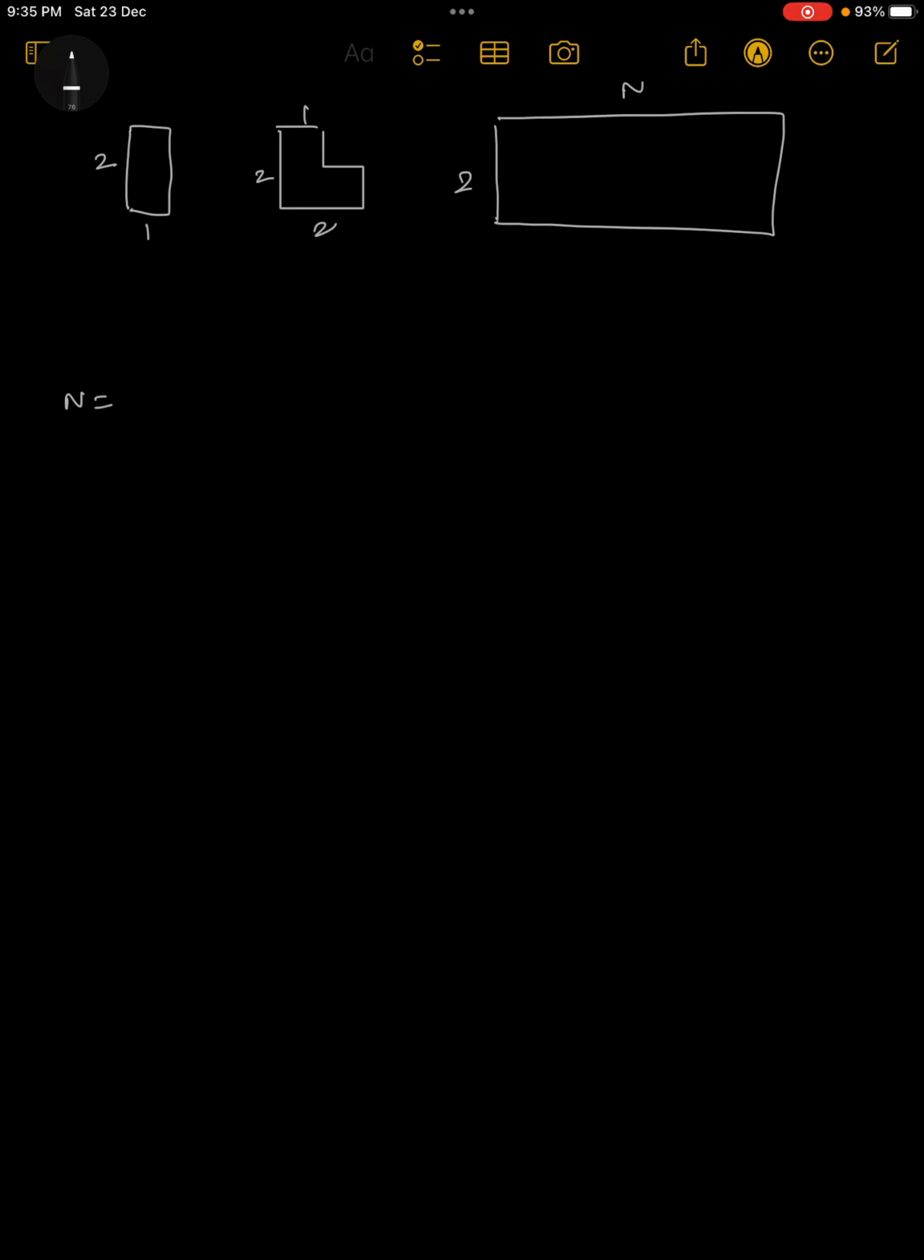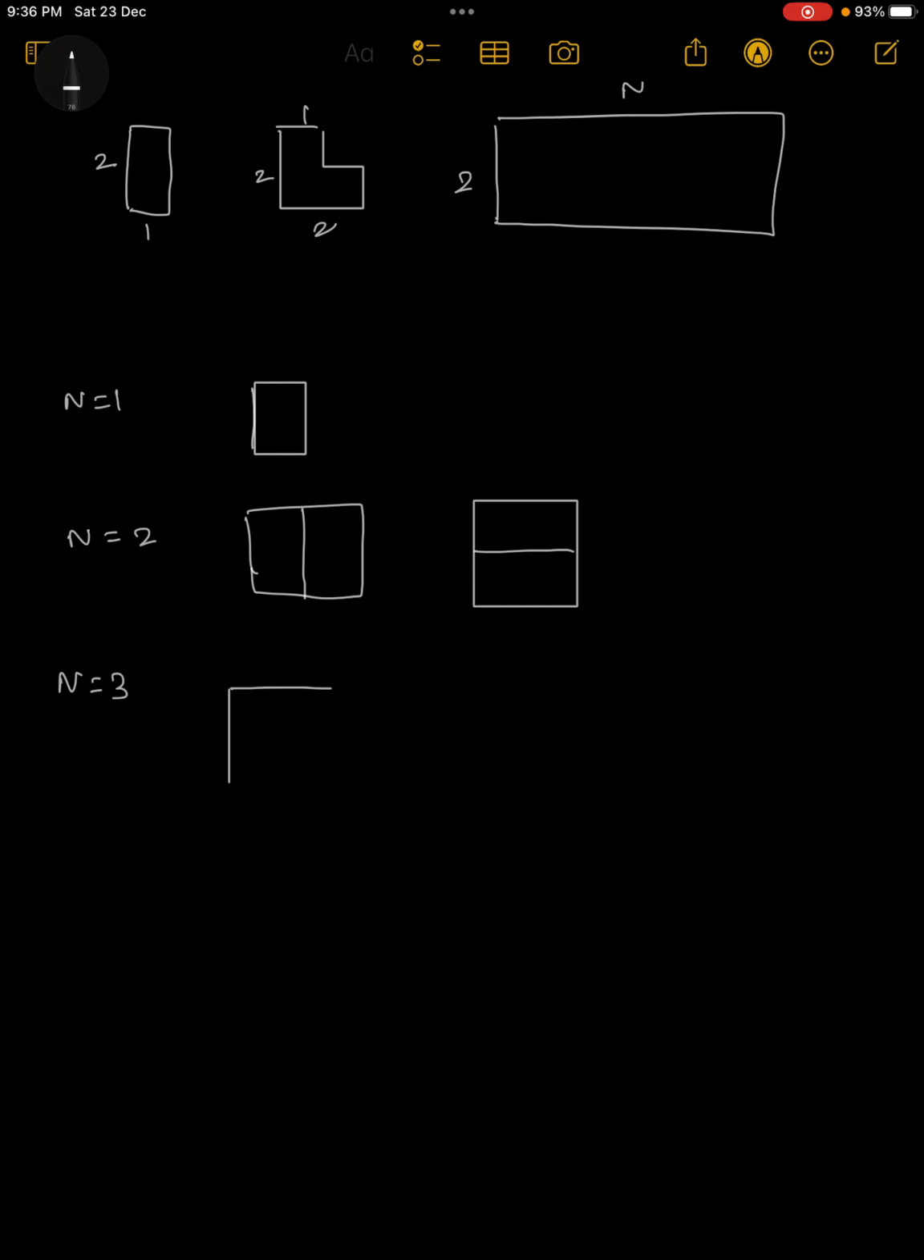So for n equals 1, we would have just one way, which is placing a domino vertically. For n equals 2, we would have two ways, either by placing dominoes vertically or placing dominoes horizontally. For n equals 3, we would have 5 ways.